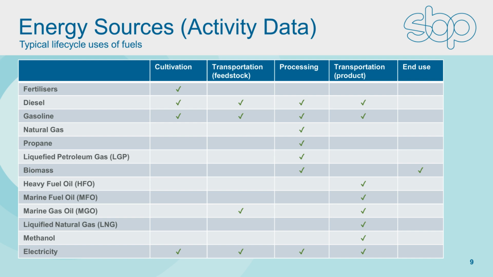This matrix shows you which fuels typically appear at which stage of the life cycle. Diesel for cultivation and road transport, heavy fuel oil for marine transport, natural gas, propane, LPG for processing, electricity at processing and possibly cultivation, as well as electric trains in some countries. Biomass fuels at processing, particularly for drying. You only track what's relevant to your actual operation, but you should be able to look at this table and tick off your own activity data sources.